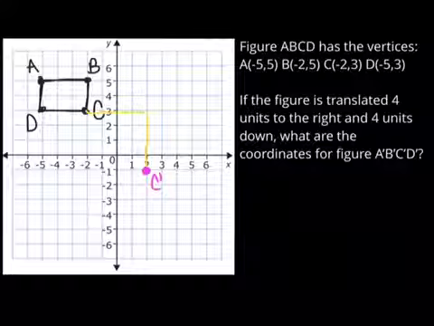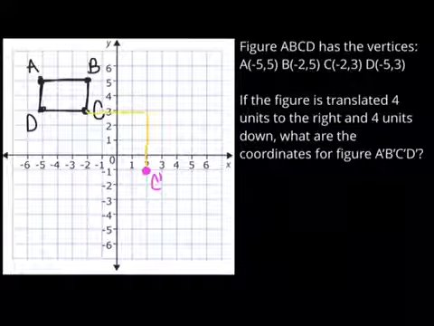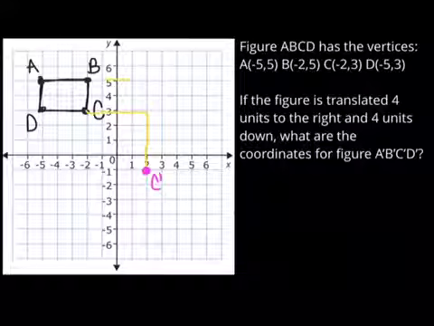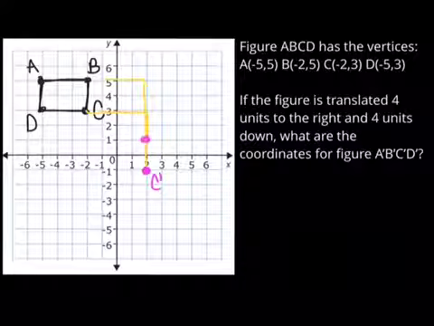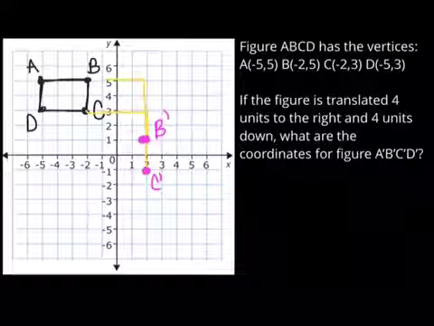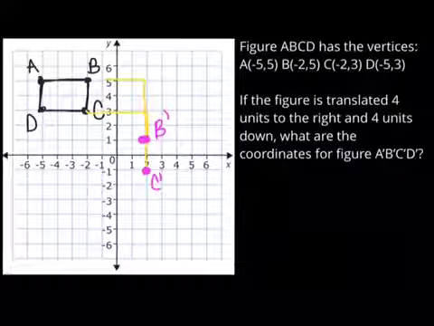Okay. Now let's do the same thing to our B. I'm going to go over 4 to the right and then 4 down. So over 1, 2, 3, 4, and down 1, 2, 3, 4. So there is my new B right there. Okay, and since it's my new one, I'm going to put my prime symbol. So I have B prime and C prime. Well, I still have to do A and D. So let's try that one next, okay?